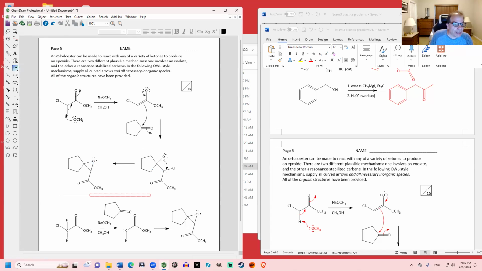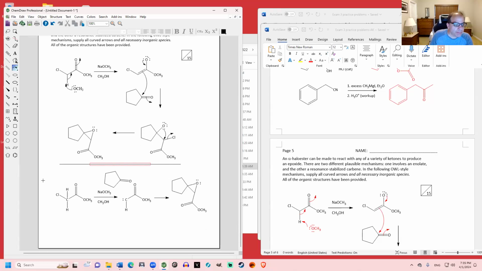And so that oxygen attacks right there. We break the carbon-chlorine bond, and we form the epoxide. So that's one possible mechanism. The other one involves a very unusual alpha elimination. These don't happen very often.